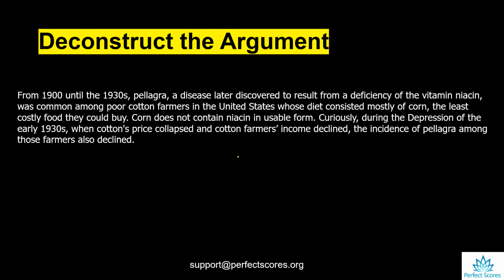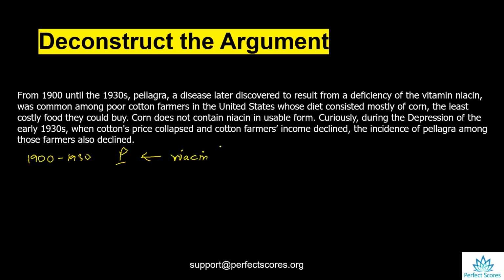Okay, let me start with deconstructing this argument. So basically what you should have on your scratch paper is that from 1900 till 1930, we're talking about a disease, let's just call it P. And later it was discovered to result from a deficiency of niacin. So that means it's not just in our minds that this is the cause, it was actually discovered as the cause. So it's fine if we establish this cause and effect relationship.